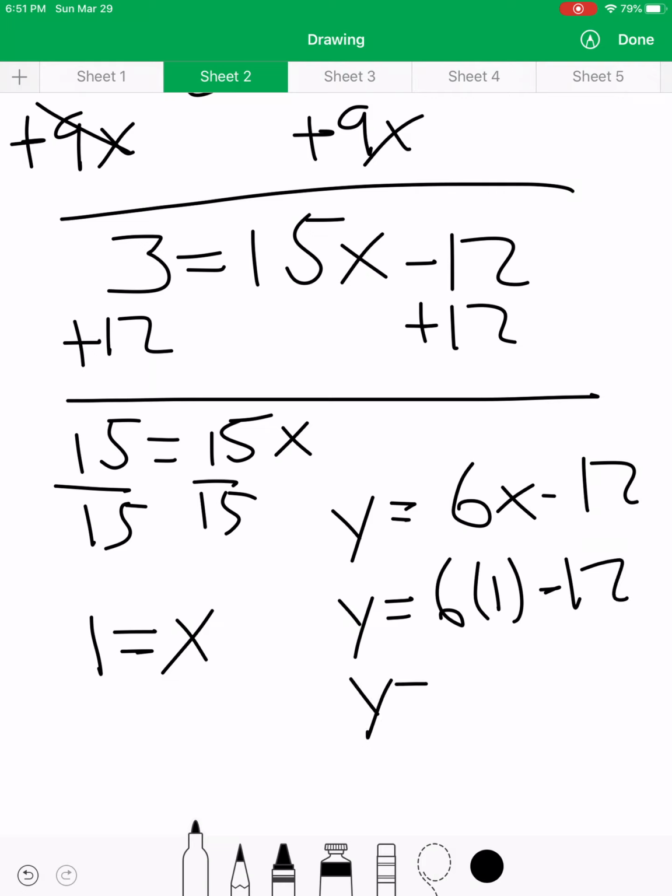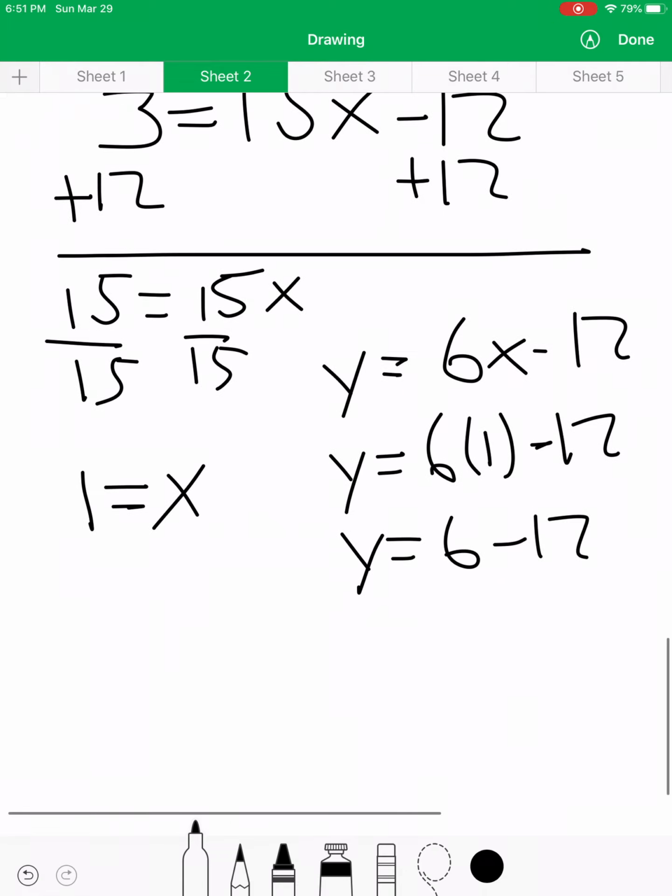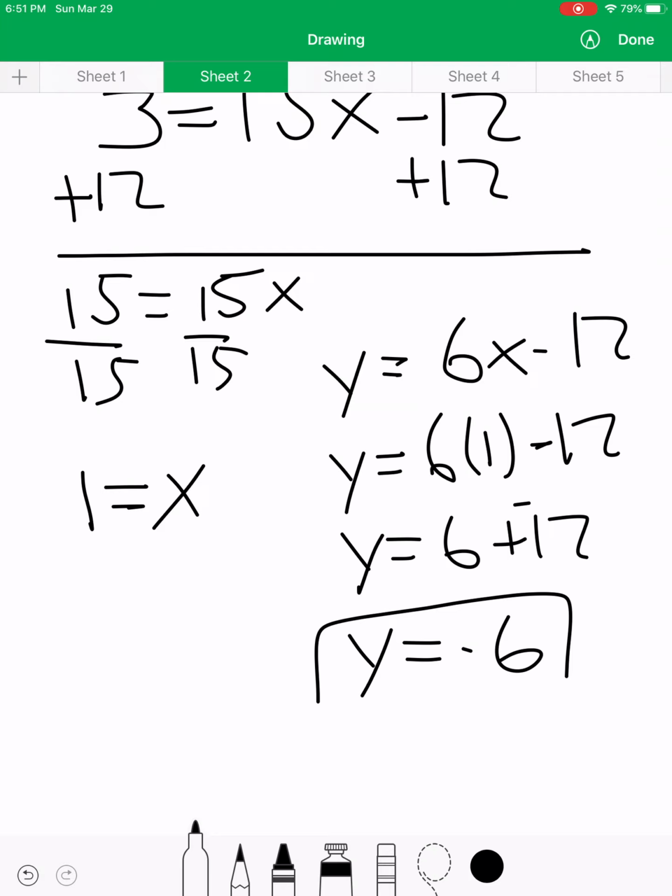Y therefore equals 6 minus 12. All right, 6 minus 12. That's a smaller number trying to subtract a larger number. Keep, switch, change. That's 6 plus negative 12. Therefore, when signs are different, we subtract, take the sign of the larger integer. So you have y equals negative 6.